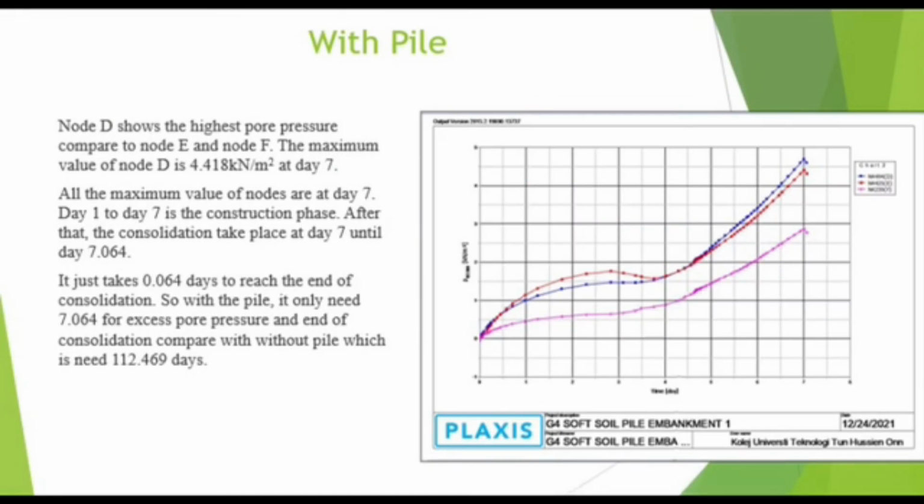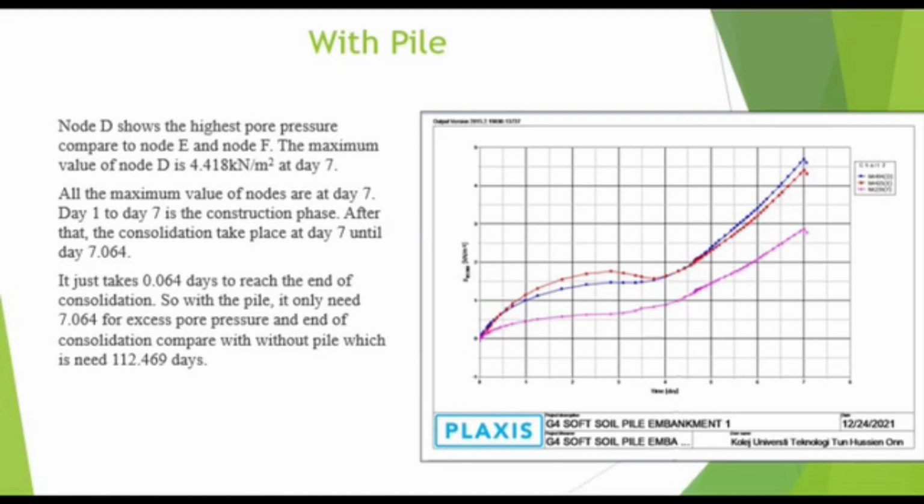While for the excess pore pressure with the pile, from the graph we can see that node D shows the highest pore pressure compared to node E and also node F. The maximum value of node D is 4.418 kilonewton per meter square at day 7. So all the maximum values of the nodes are at day 7. Day 1 to day 7 is the construction phase.